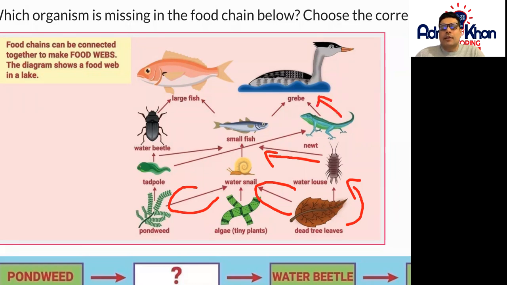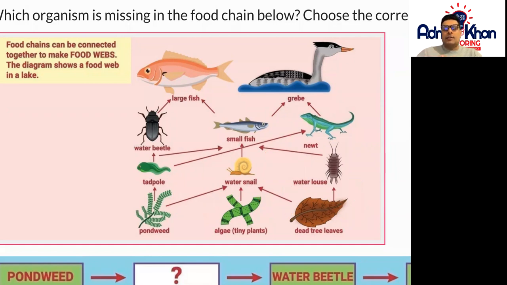Okay, so this is how the food chain actually functions, where you've got interconnections between different organisms and creatures. In this case, the source of a food web, the beginning of a food web, starts from the plants and the tiny plants in the lake: pondweed, algae, and the dead tree leaves. And then slowly but surely, the animals get bigger. So bigger animals feed on smaller animals, and so on, and insects.